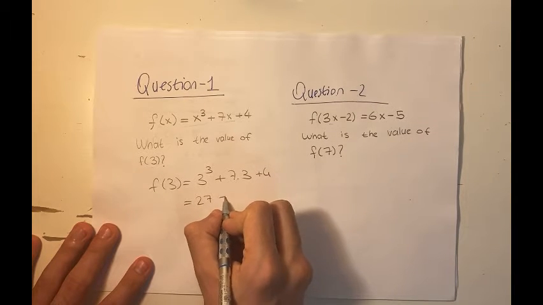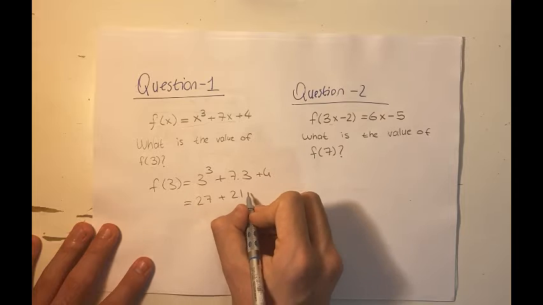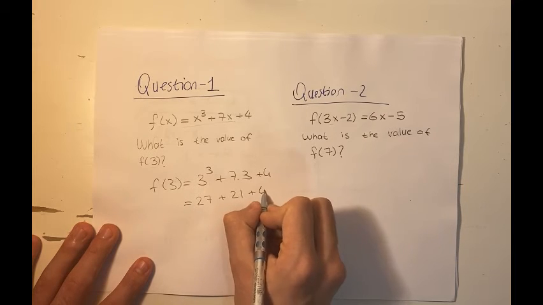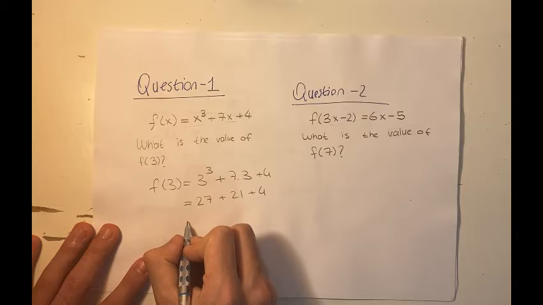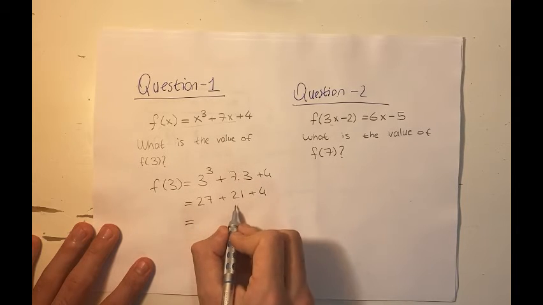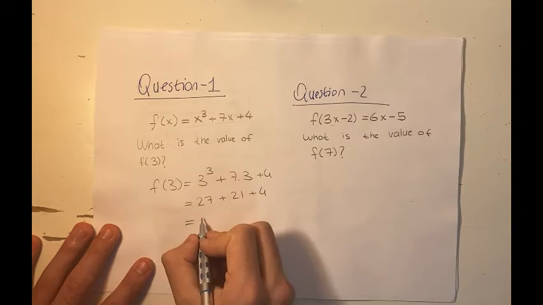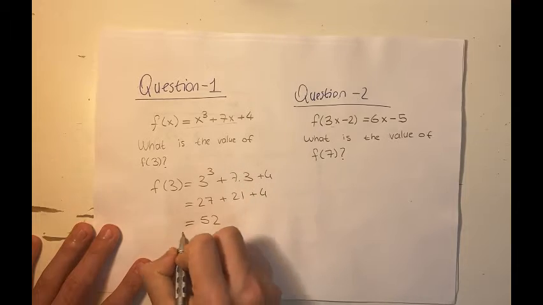27 plus 21 plus 4, and this will give us 48 plus 4, which is 52.